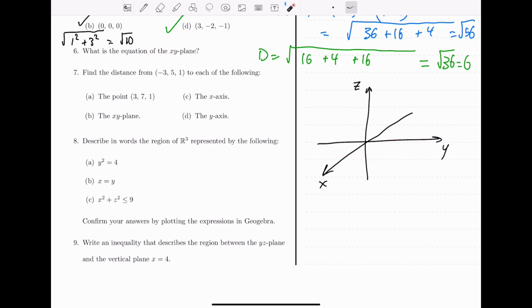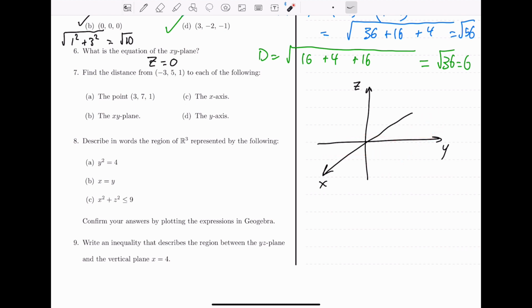What's the defining feature of the xy plane? Well, x and y can be anything at all. There's no restriction. But z has to be 0. We can't move vertically up or down. So if we just use the equation z equals 0, that will describe exactly the xy plane. x and y can be anything. There's no restrictions. But z must be 0. That gives us the xy plane.